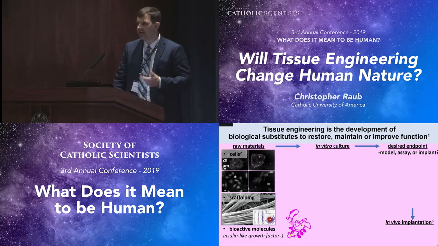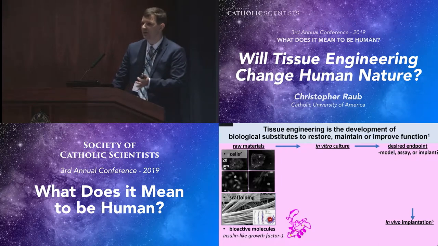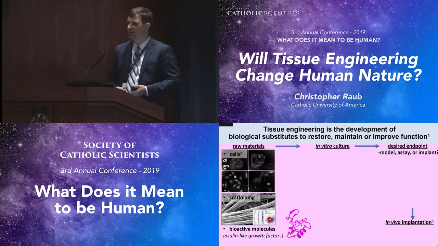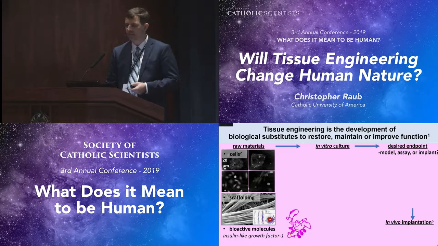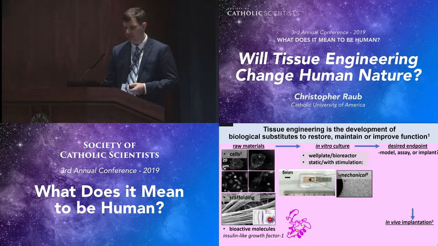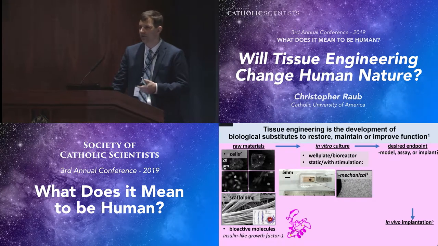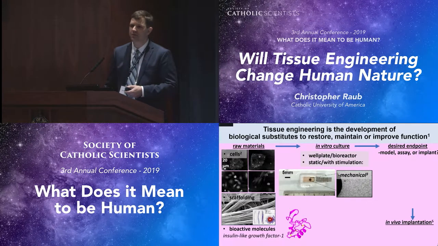Then the third raw ingredient, are bioactive molecules, something that can steer the cells in a certain direction into a desired endpoint. And here's insulin-like growth factor 1, one of just many growth factors that are used. Not only the raw materials can influence the outcome, but what happens during the culture can also affect the desired endpoint. So you can have a static well plate or essentially a petri dish in culture, but there can also be mechanical stimulation imposed on the tissue construct during culture.